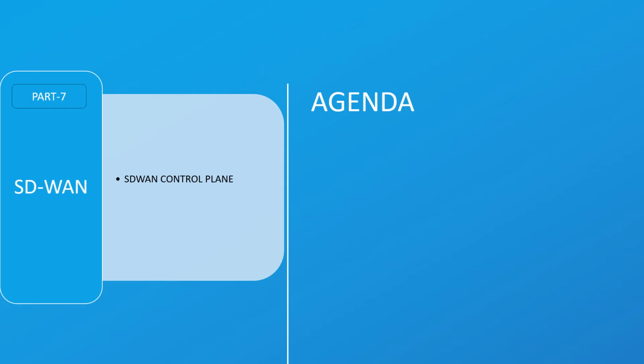Hey everyone, my name is Ajay and this is part 7 of the SD-WAN series, and today we are going to discuss how the SD-WAN control plane is formed and how it influences the data plane.